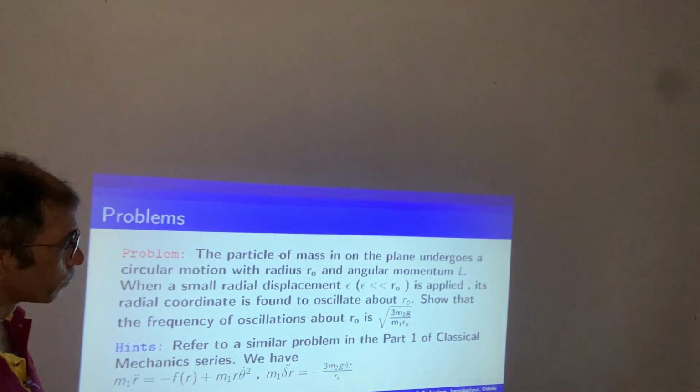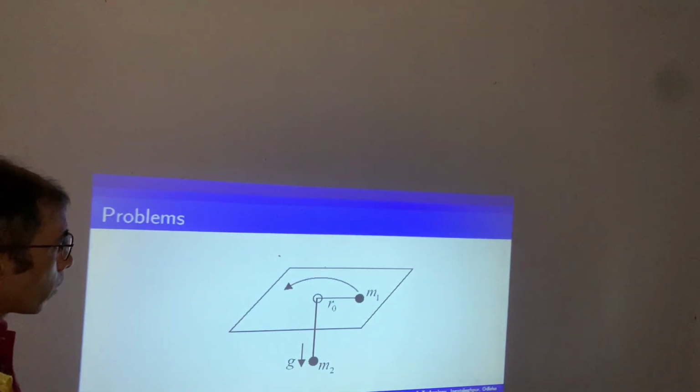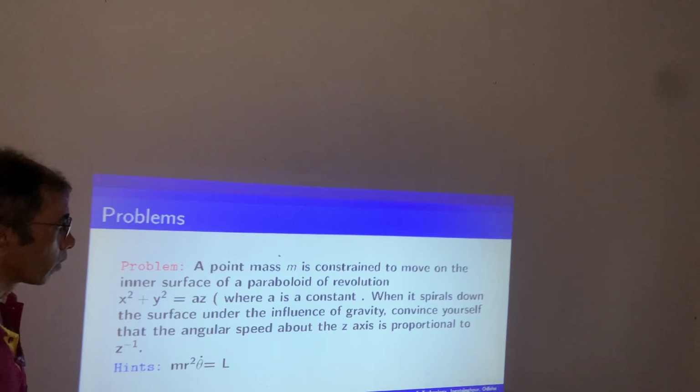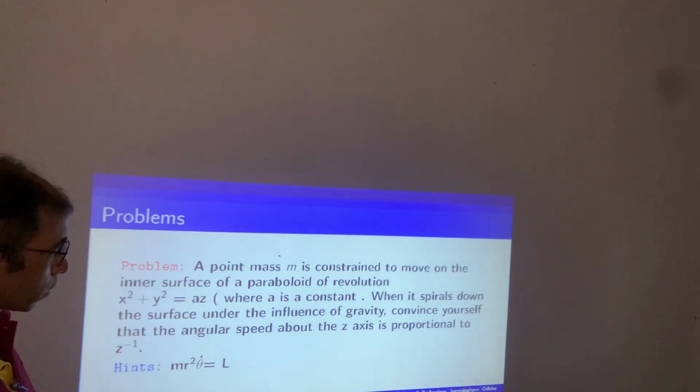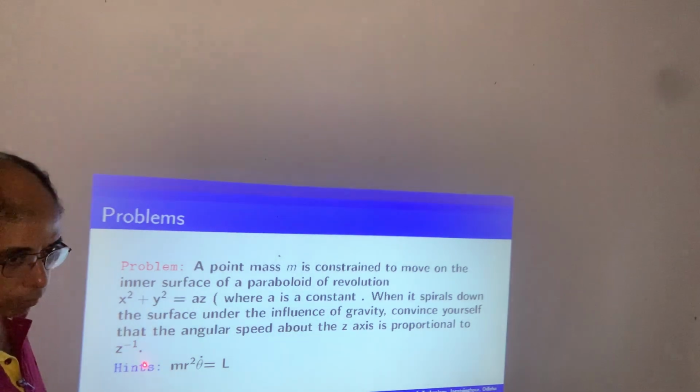Go to the next problem. The point mass m is constrained to move on the inner surface of a paraboloid of revolution, x squared plus y squared is equal to az, where a is a constant. When it spirals down the surface under the influence of gravity, convince yourself that the angular speed about the z-axis is proportional to z inverse.